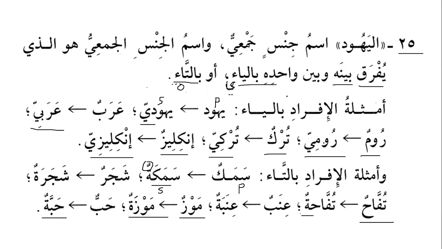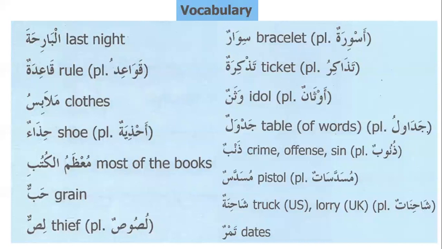So that is when we have ya mushaddada, the singular from the plural, and when we have ta marbuta, that is an example of making the singular from the plural. Then in the end, as you know, we always have the vocabulary part. Al-barihata, last night, and do you know why it is mansub? Because it is a zarf, maf'ul fihi. Maf'ul fihi is always mansub, even when it comes as zarf zaman, also last night. Yes, it will be zarf zaman, for the time.